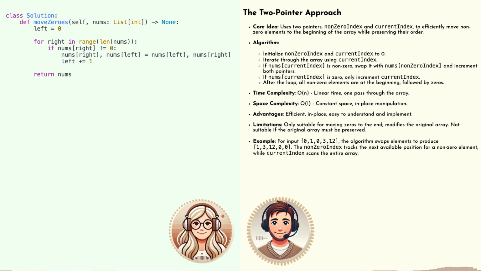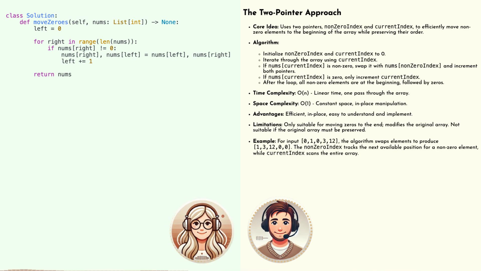This is starting to make sense. So the left pointer is like a gatekeeper, making sure all the non-zero numbers get through to the front of the array, while the right pointer scouts ahead for more. But I'm still a little fuzzy on how this actually gets the zeros all the way to the end. Do we have to move them there specifically?